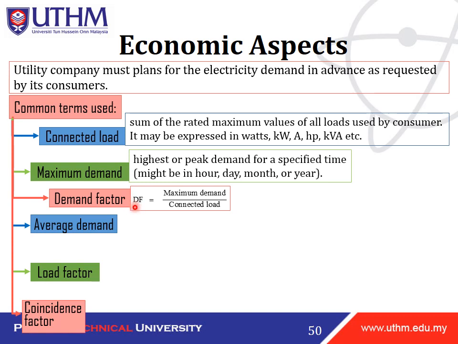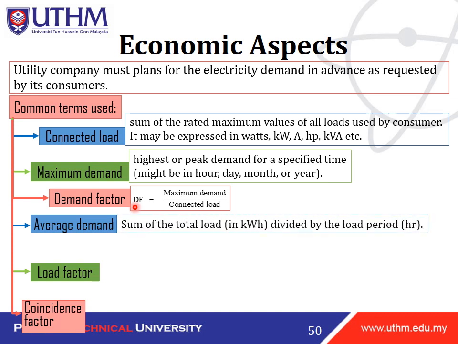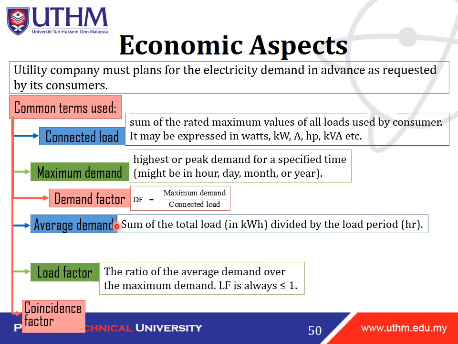Demand factor, in short DF, is the maximum demand divided by the connected load. And then the average demand is the sum of the total load in kilowatt hour divided by the load period in hours.